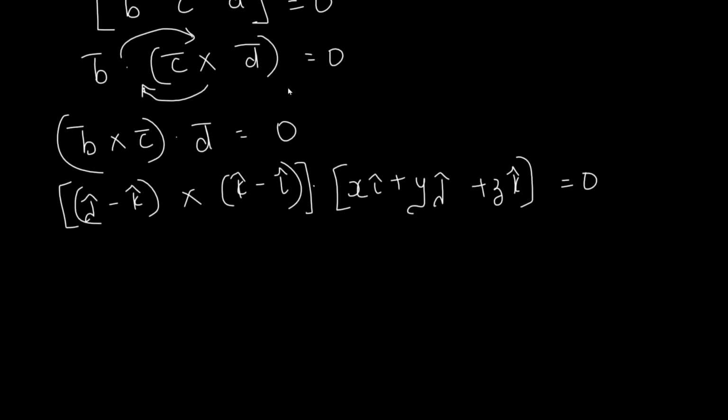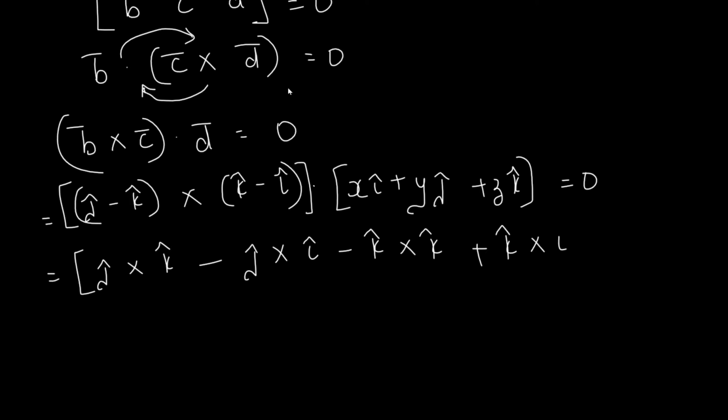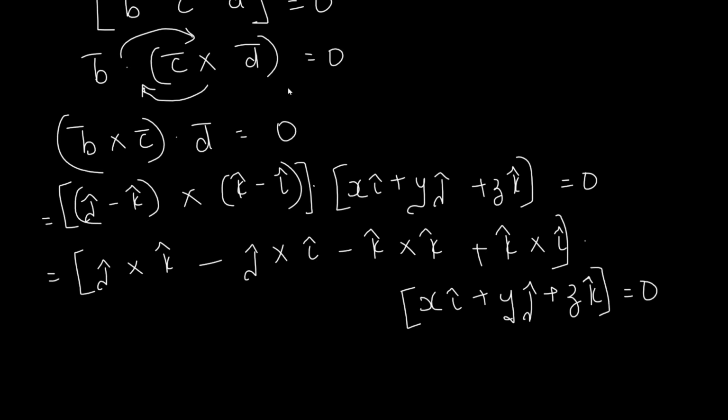In this case, first we find the cross product. So we get J cross K minus J cross I minus K cross K and plus K cross I, dot the remaining, that is xi plus yj plus zk. Remember, the scalar triple product is commutative, the order does not matter over here.